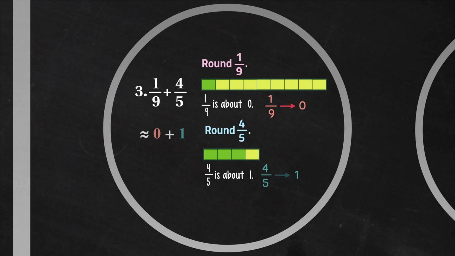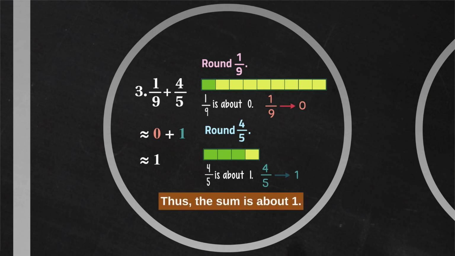Applying what we did, we now have 1/9 plus 4/5 is about 0 plus 1. Now, let's perform the indicated operation. Adding gives us 1. Thus, the sum is about 1. Now, let's solve the second example.